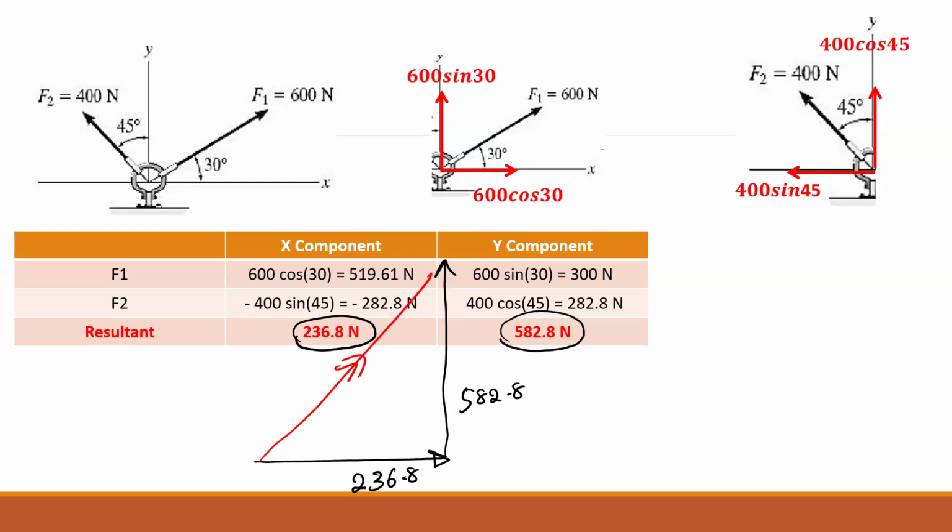You don't need to use cosine rule and sine rule. You can use the Pythagoras theorem because this is a right angle triangle. So R is equal to the square root of 582.8 squared plus 236.8 squared. Does that make sense? And you can find the angle as well, just by writing tan theta. So can I give you a few minutes to find the final answer for this question? Resultant magnitude and the direction.